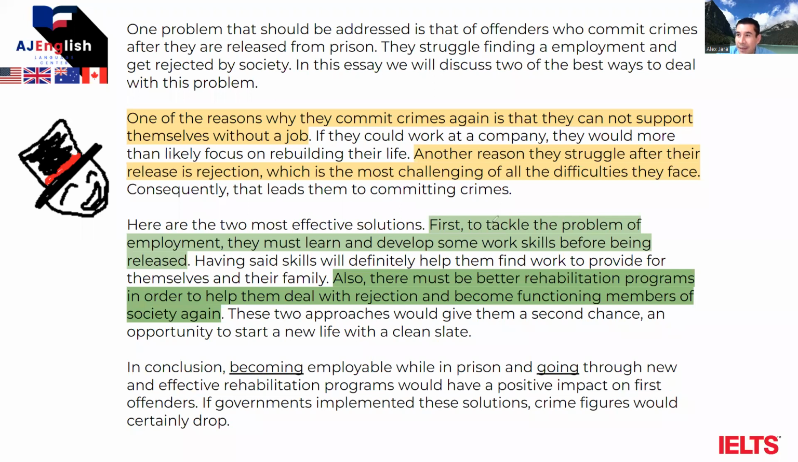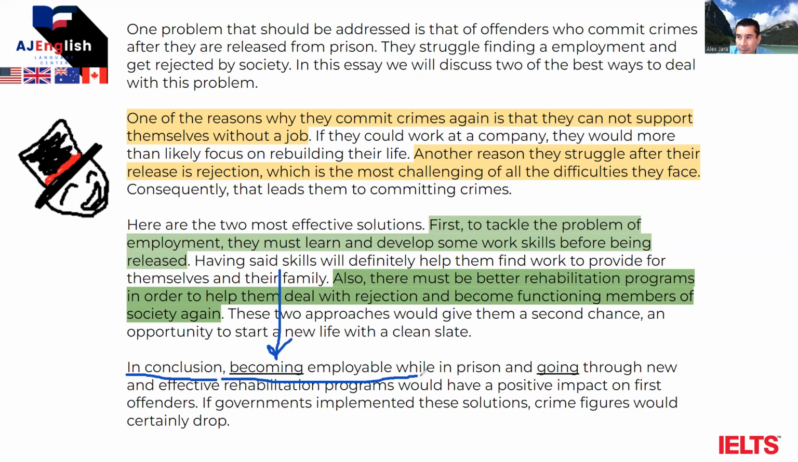So, and then it says here that we'll give them a second chance, very promising, an opportunity to start a new life with a clean slate. A clean slate basically means zero penalty, zero guilt, zero everything. Don't feel bad. And so this is a very powerful statement right there. And that can give you a very high score. Also, they also tell the reader this is the end, in conclusion. And this is what I was saying about the extra points.